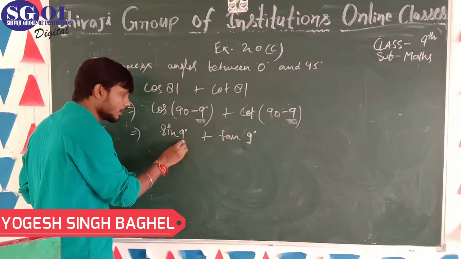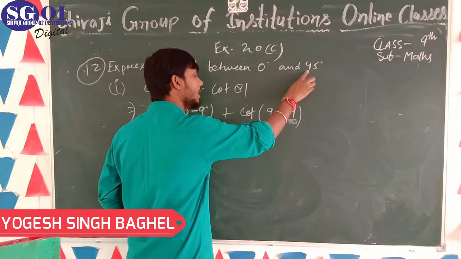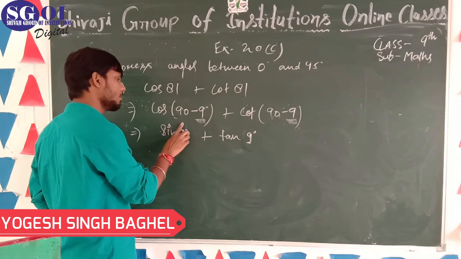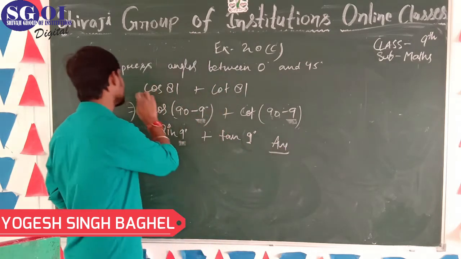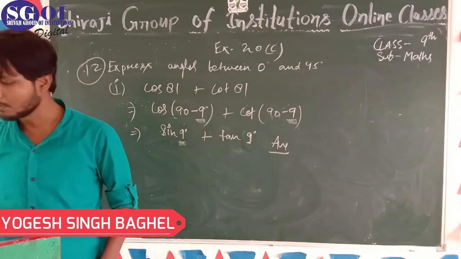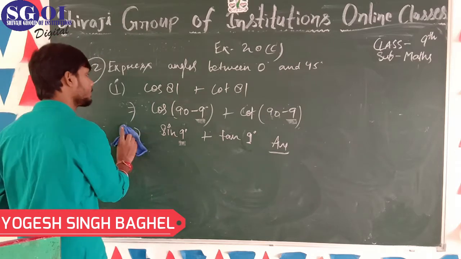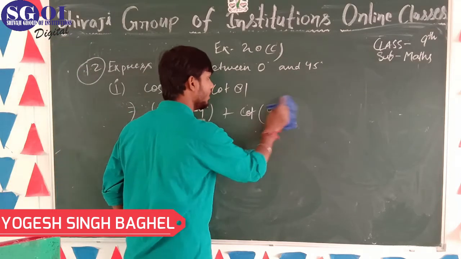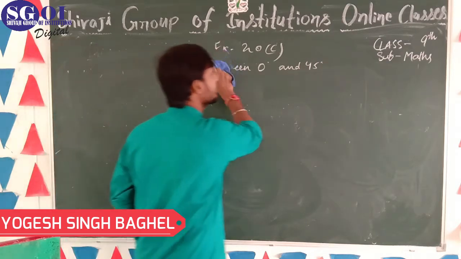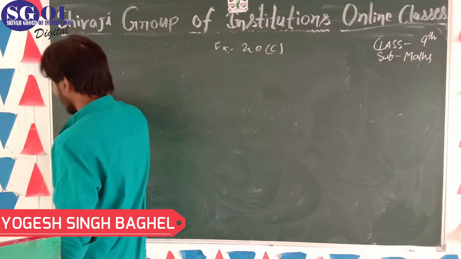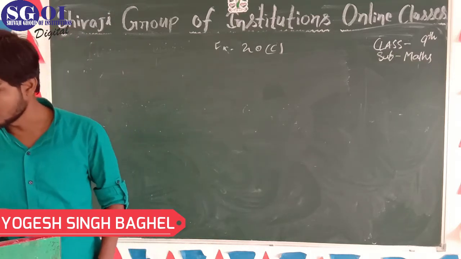So now let's see the angles. The angle is 9 degree, which is between 0 and 45, greater than 0 but less than 45. So this is your answer. The rest of question number 12 you have to do in your homework. And now let's see questions 13, 14, 15. They are all the same, so we will discuss any one of them. I am going to tell you the 13th.